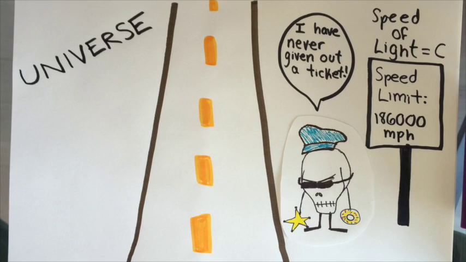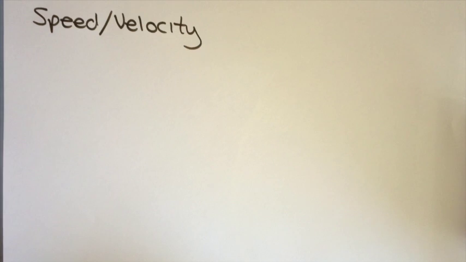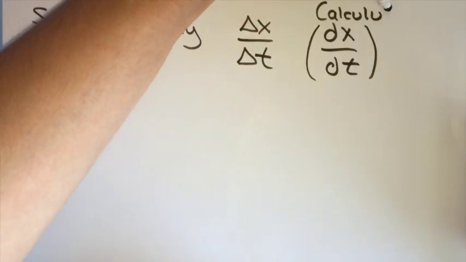Still, you might think it's odd that the universe has a speed limit, and perhaps you might think that you're clever enough to break it. Well, let's first take a closer look at where this limit comes from. So what is speed, or velocity anyway? Well, speed is defined as the ratio of an object's change in space over the change in time.